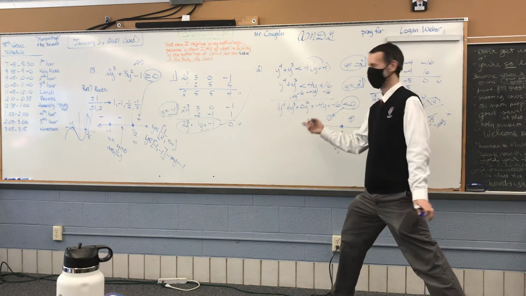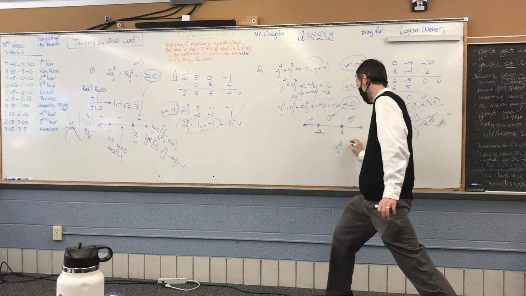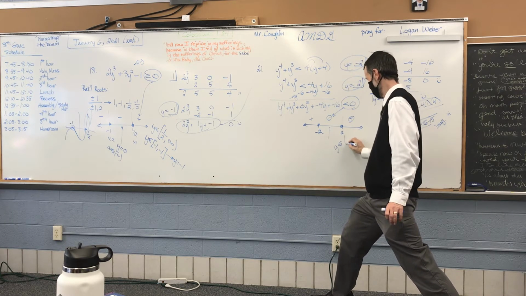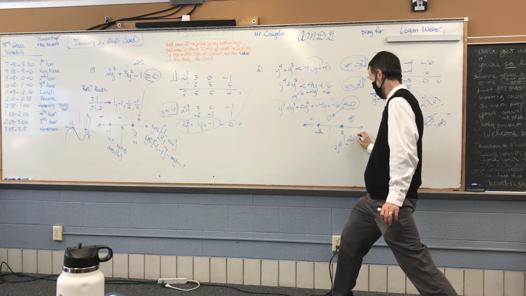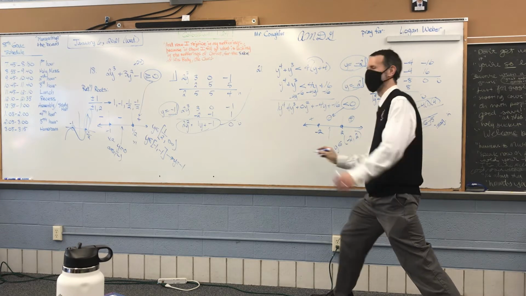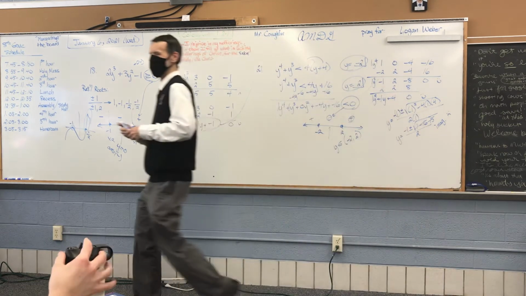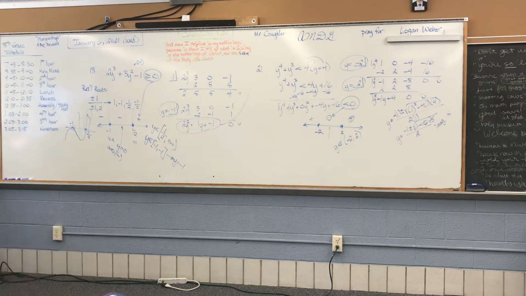Y belongs to the interval from negative 2 to 2, round brackets. Got it. That's it. The thing that made that annoying was there were two imaginary roots. But once you realize they're imaginary, you don't even have to find them, you just ignore them.